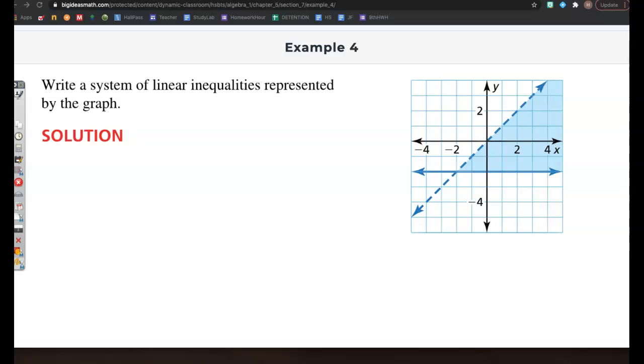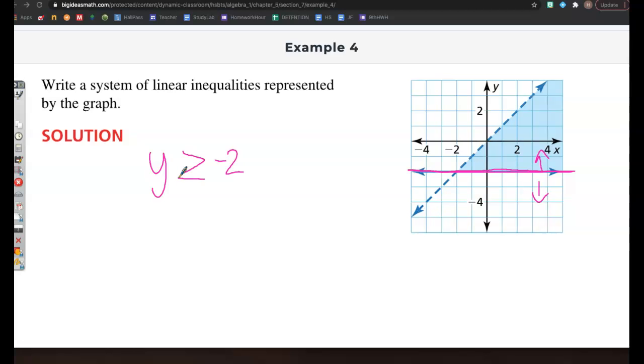So this time we're given the graph, and we have to write the inequalities. Let's start with this line right here. It's a horizontal line at -2, so we know that y is something to -2. Is the region shaded above or below? Above, so it's going to be greater than or equal to, and it has to be equal to because my line is solid.